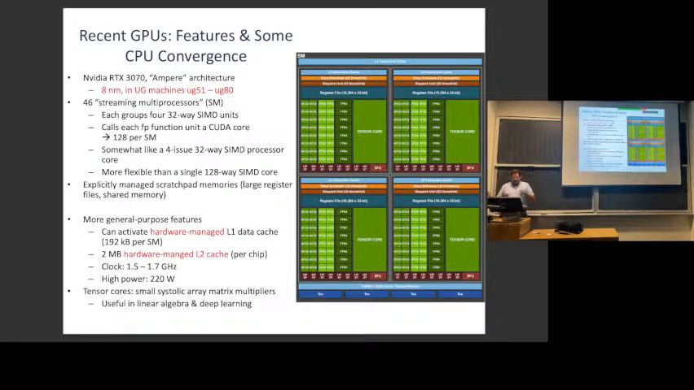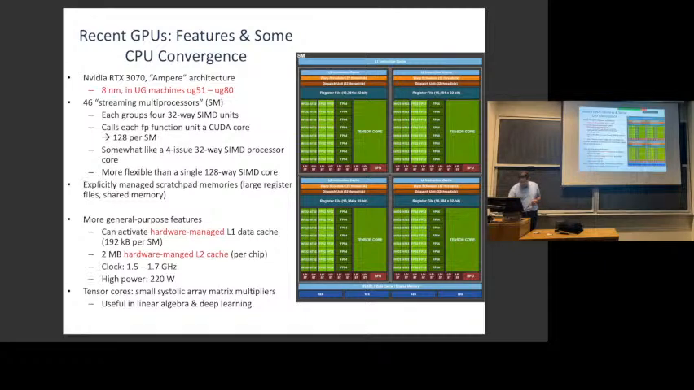What's in each of these GPUs? So each of these GPUs has 46 of what NVIDIA calls streaming multiprocessors. So a streaming multiprocessor is essentially a core. Okay? It's the equivalent of one of those Intel cores. Each of those cores, like a little processor, has 4 32-way SIMD units. And that's what's kind of shown over here.